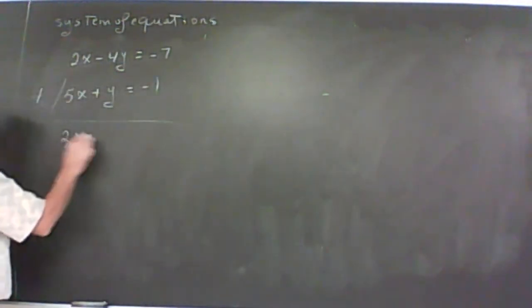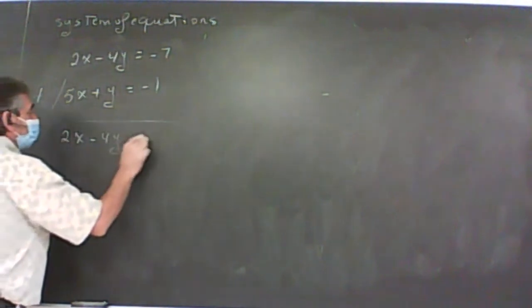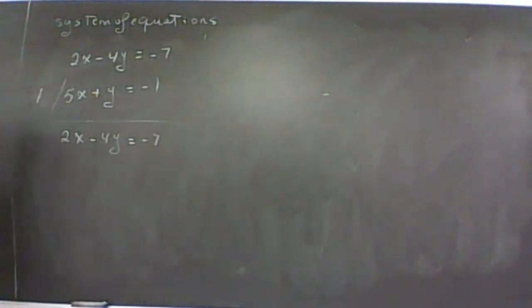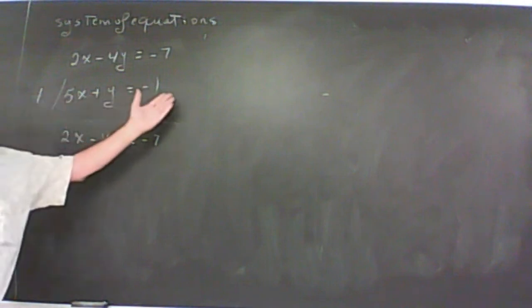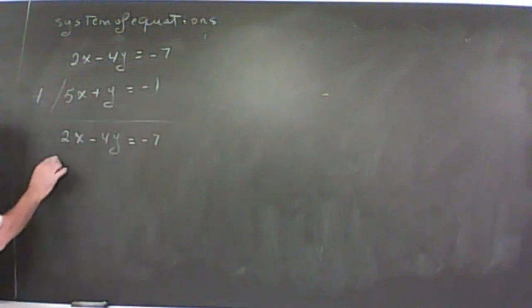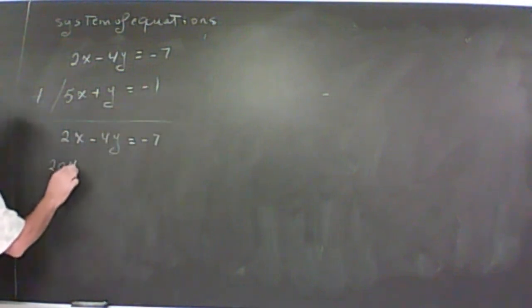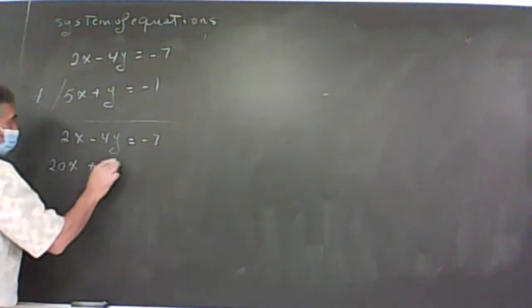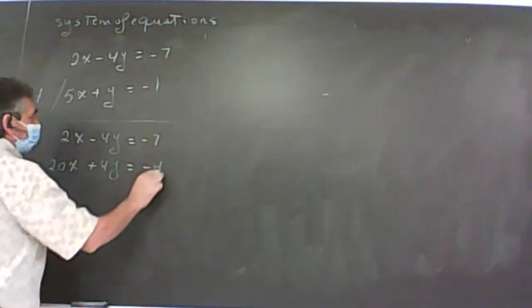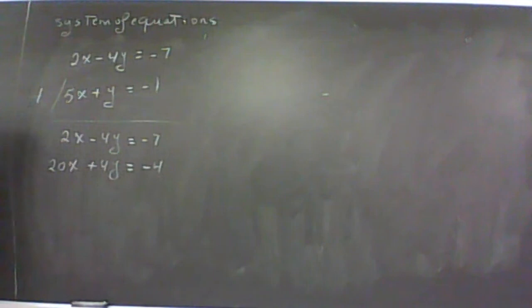Equation 1 is the same. So 2x minus 4y equal minus 7. And then when you multiply by 4, you have to multiply the whole equation. So we have 20x plus 4y equal negative 1. Done. So far, so good.